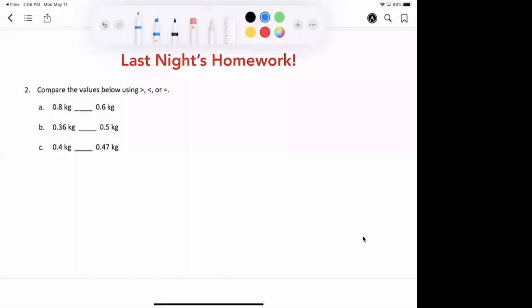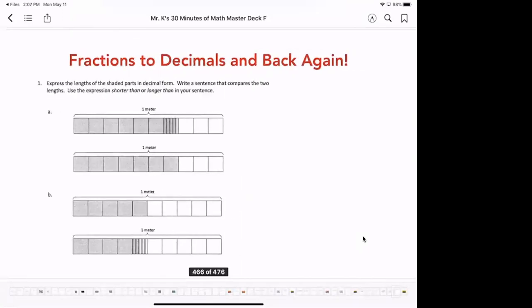I have here 700, so 0.4 is less than 0.47. Well done, guys. Well done. All right, let's go on to this one.